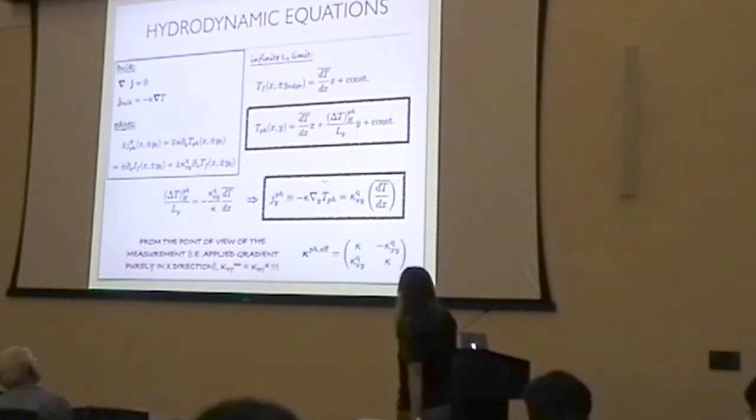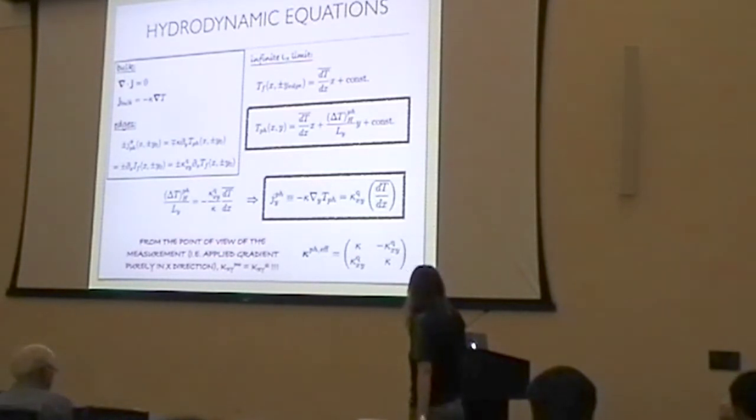And if you take the derivative of the phonon temperature with respect to the y component, this gives you, by definition, the current in the y direction. And what you get here is this term, which is just equal to the quantized kappa xy, the value that we're looking for, times the applied gradient.